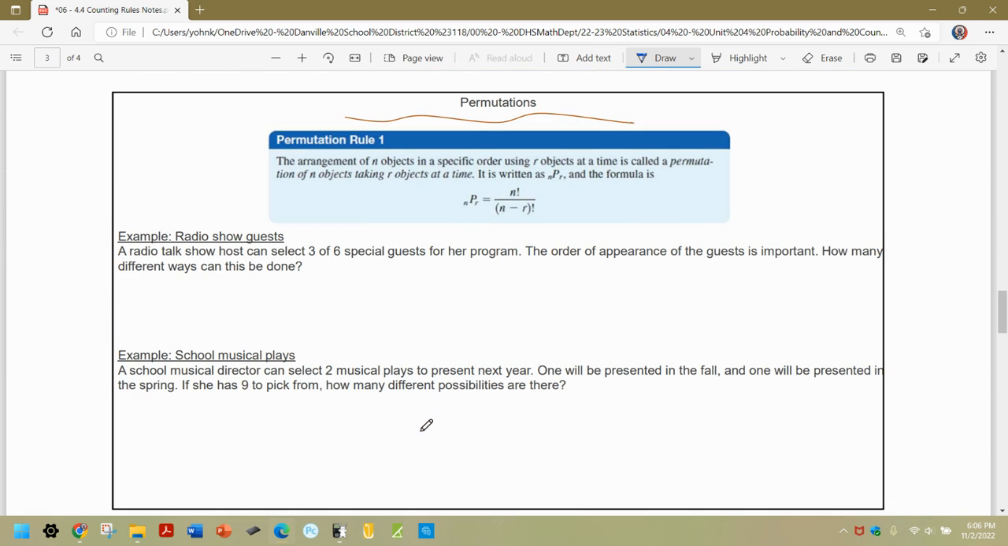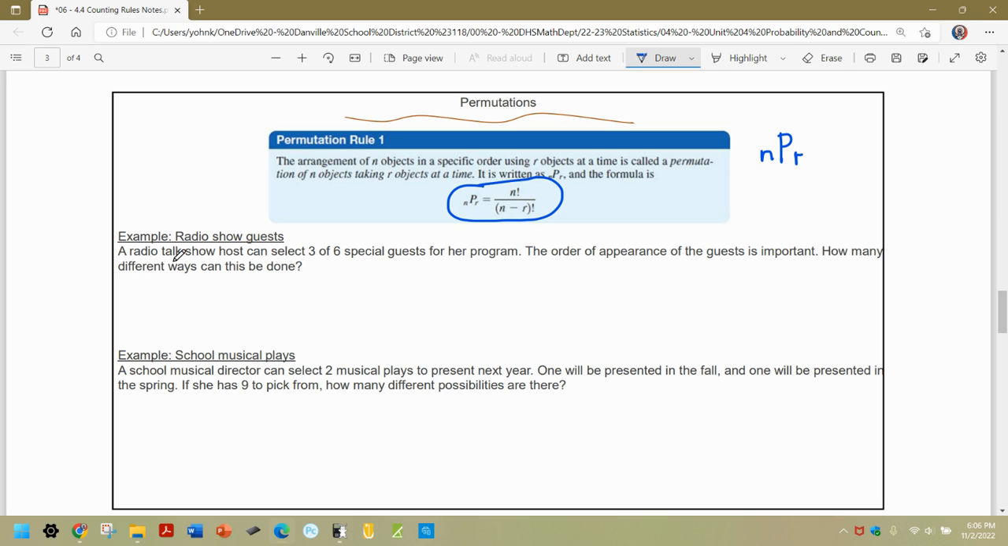Okay. So this leads us to our first permutation rule. Permutation rule number 1. The arrangement of n objects in a specific order using r objects at a time is called a permutation of n objects taking r objects at a time. It is written by nPr, so it's a little n, a regular P, and a little r. And we're going to use this formula right here. nPr equals n factorial over n minus r factorial. Don't worry, you don't have to memorize it. Go with it for a moment.